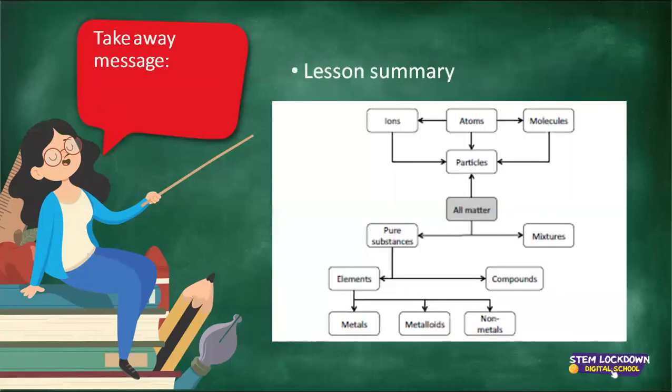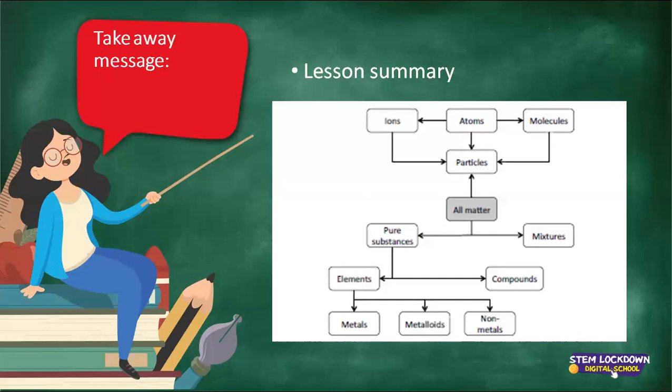All right, now let's look at the lesson summary, in the form of this diagram. We have matter. All matter is made up of particles, so we have atoms, and atoms are also made up of particles. Atoms can give us ions. They can also come together to give us molecules. When atoms lose or gain electrons, they become ions.